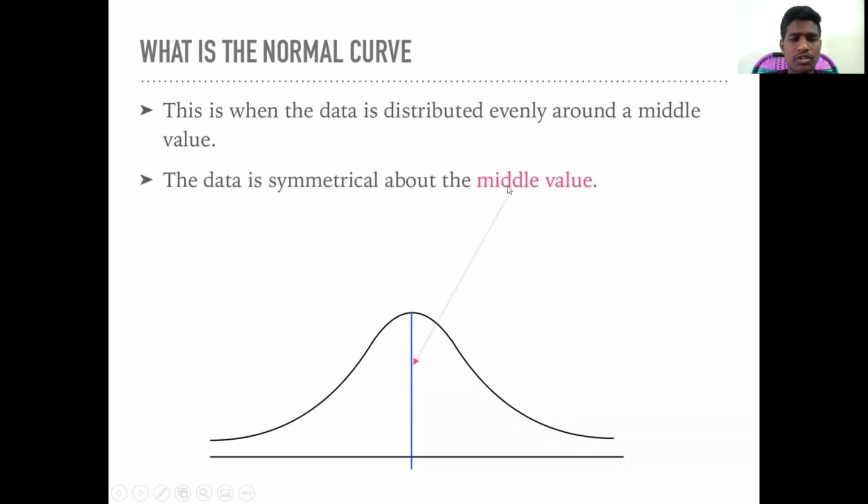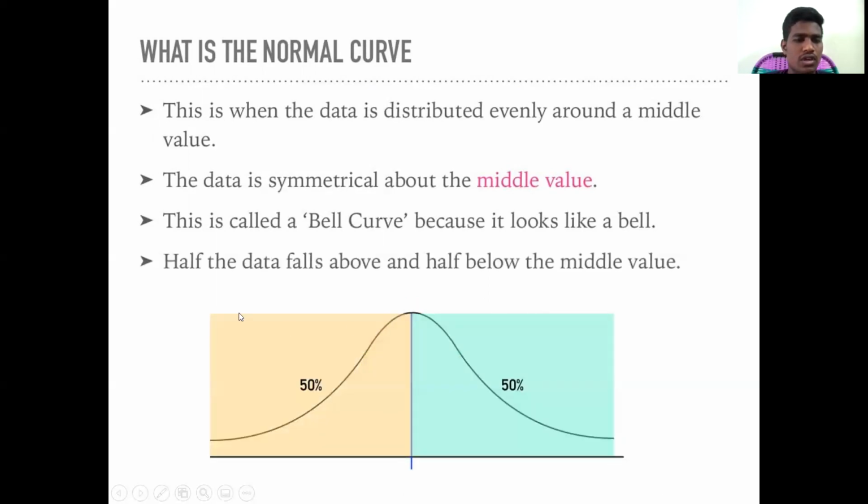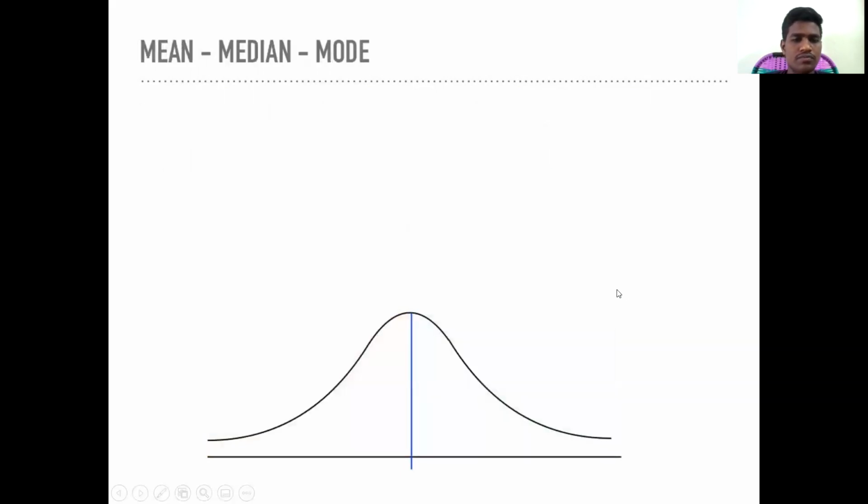The data is symmetrical about the middle value. Data that is symmetrical about the middle value is called the normal curve, and we can also call it a bell curve because it looks like a bell. Half the data falls above and half below the middle value. The left side is equal to the right side, meaning both are equally distributed. So we call it the normal curve.